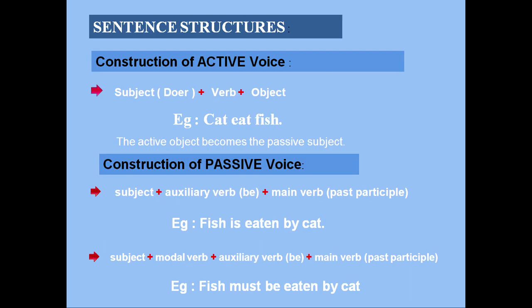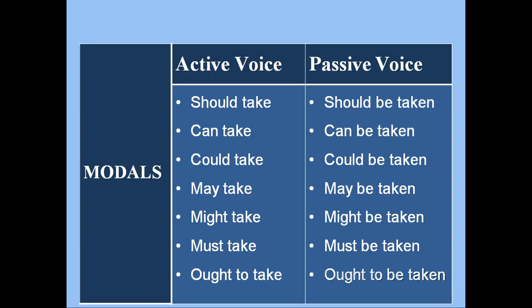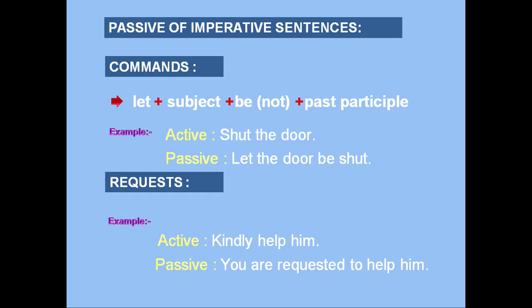Now, let us see how we change modals: should, can, could, may, might, must, ought to. These are modals. How modals in active voice are changed into passive voice. When the sentence says should take, in the passive it becomes should be taken, because the third form of the verb is used and the be form is placed before the verb. Can take, can be taken. Could take, could be taken. May take, may be taken. Might take, might be taken. Must take, must be taken. Ought to take, ought to be taken. You must go through this table so that you do not have any difficulty.